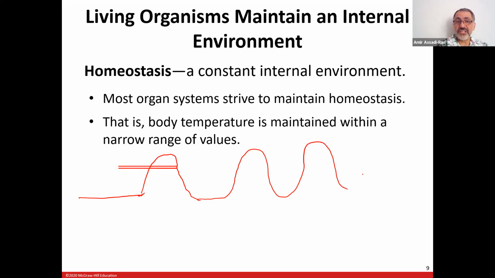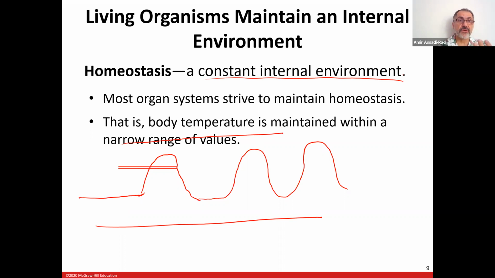And the sugar level, if it goes higher than a certain level, right up here, then you're diabetic. If it goes lower than this, you are hypoglycemic, okay? So the sugar level has to be in a constant internal environment. The same goes for your calcium level. Your body temperature is like that.